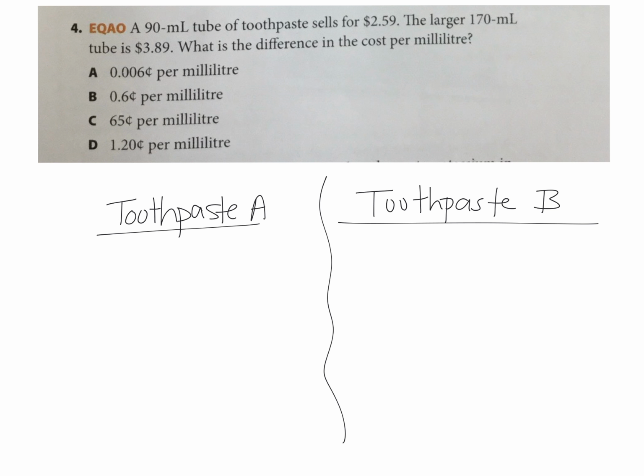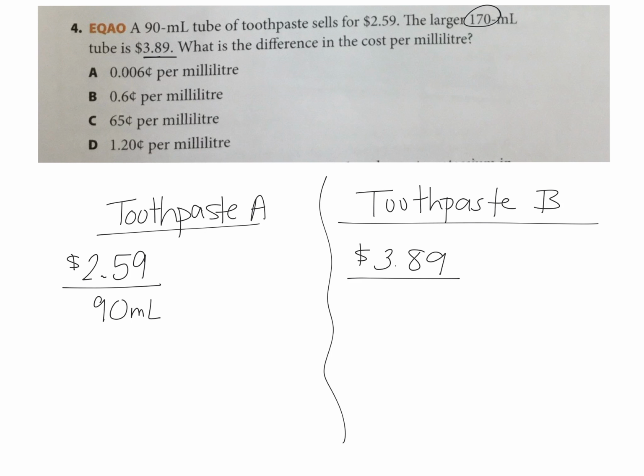We have a 90 milliliter tube of toothpaste, so toothpaste A, I'm calling it, is $2.59, but you get 90 milliliters. So let's write down that information. I'm gonna write it as a fraction this time. $2.59 for 90 milliliters. Then the other toothpaste, I called it toothpaste B, is $3.89. I'm gonna write the cost on top as a numerator. And then you get 170 milliliters.